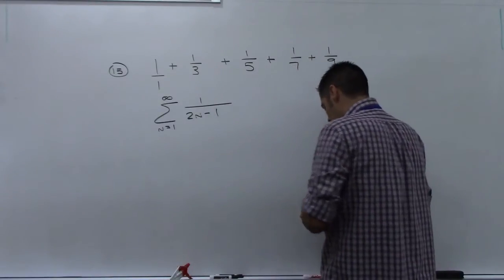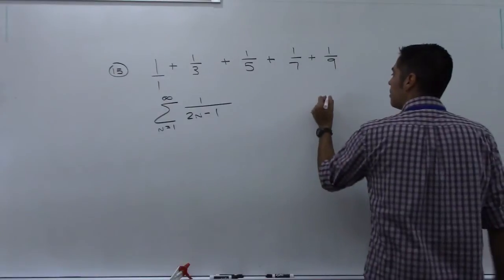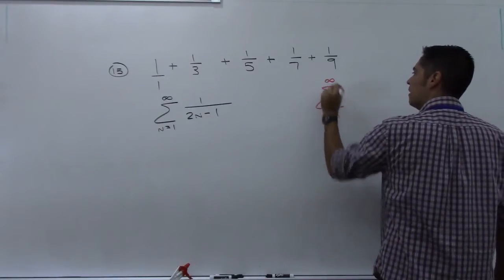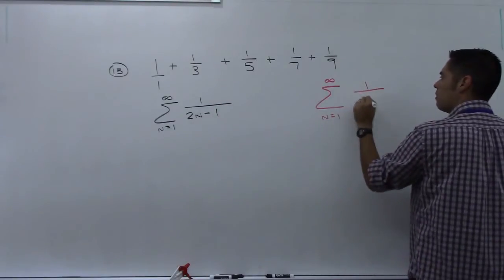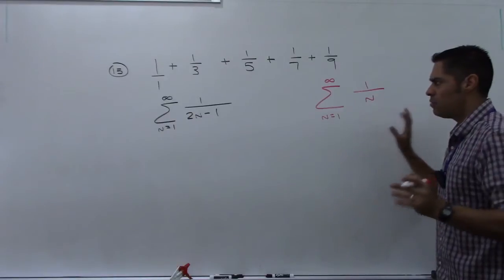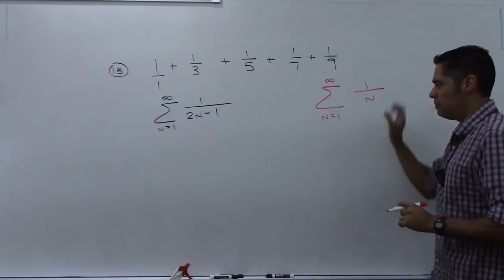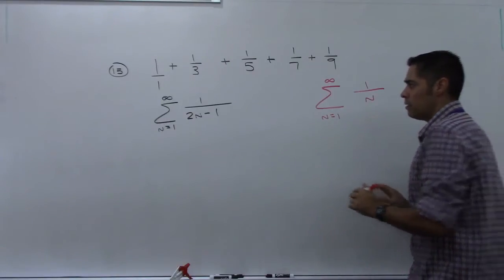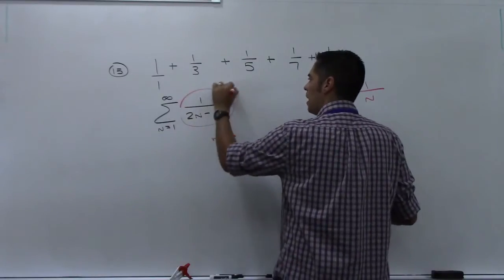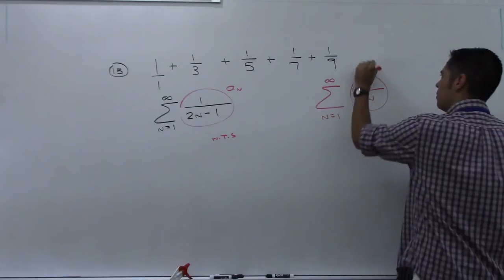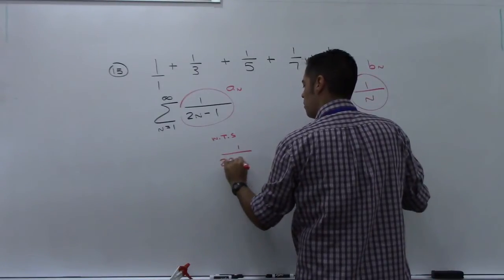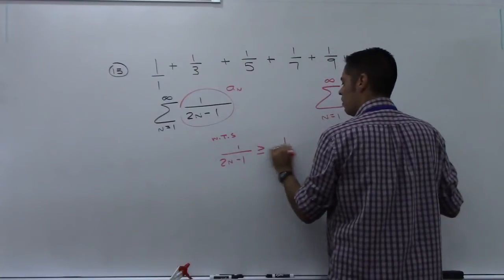But if you're going to compare it, what we're going to compare it to is what we get when n gets real big. When n gets real big, this really looks like 1 over n. And that's harmonic. So I'm just going to run through this one real quick. This is a p series with p being 1. We know it diverges. We want to show that this, which is my a sub n, is always bigger than this, which is my b sub n. So I want to show that 1 over 2n minus 1 is bigger than or equal to 1 over n.